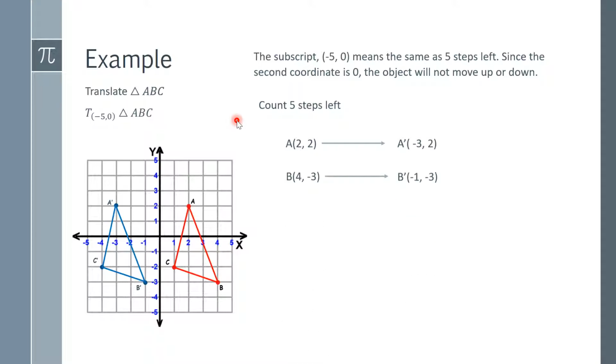B will move to -1, -3, and C will move to -4, -2. So now that is how you will conduct your translations in the lessons. You could be asked simply to draw the picture. That is something I could ask you to do, or I could ask you for the points, or I could ask you to do both. So be prepared as part of your assignment to either just translate the object or to write the coordinates of the image after the translation.